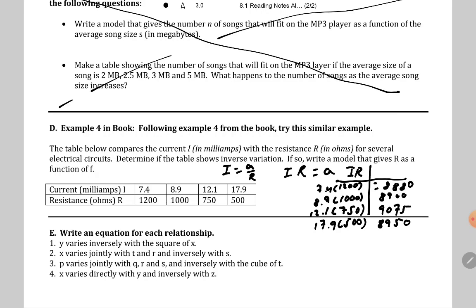Now these don't necessarily match, so you could say they don't show inverse variation, but they're kind of quite close together. So you could say that the a value in this case is 8,900. So you could say I equals 8,900 over R. You could do it that way, just because they're so close. But in the problems that you'll do, they will be more exact. These would all come up 8,900.